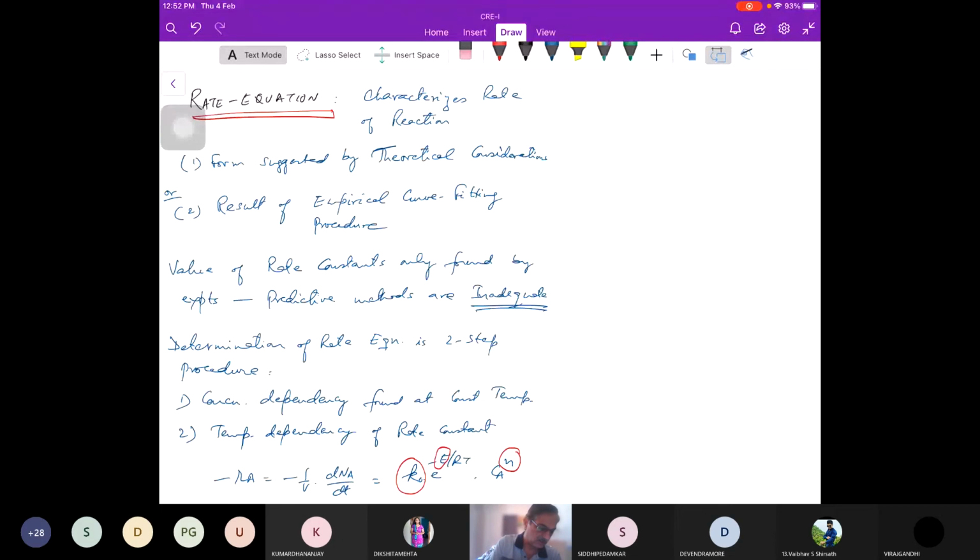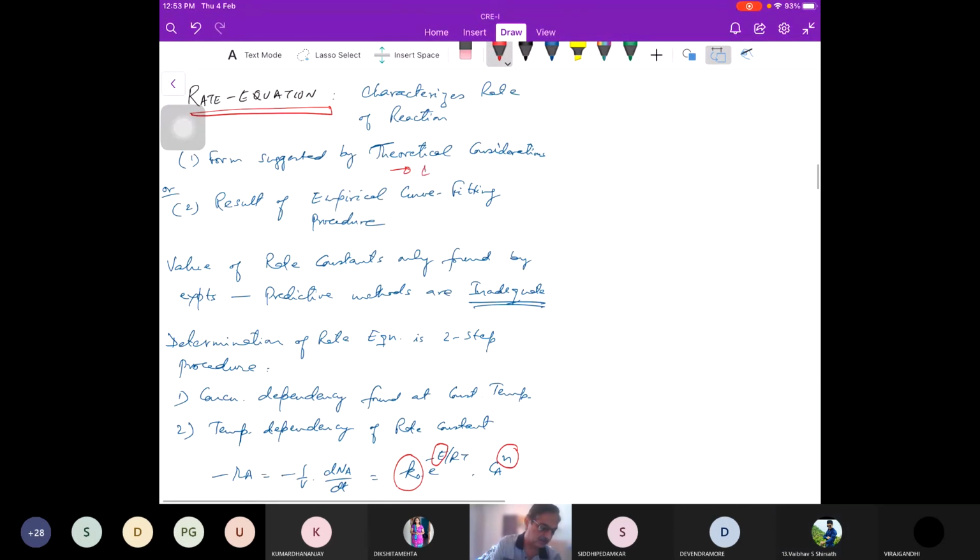This is only in which case? For which type of reactions can we write the rate equation from theory? Elementary reactions.